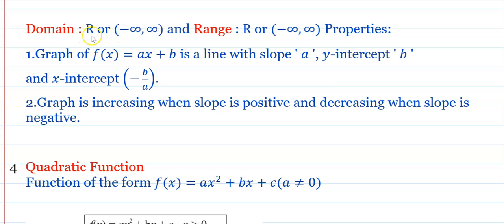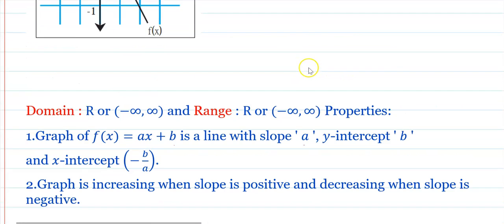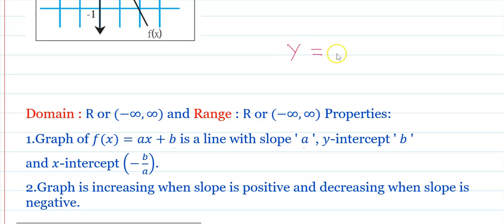The domain is equal to R. Its values are minus infinity to plus infinity and the range is minus infinity to plus infinity. Okay, now the graph y is equal to ax plus b is a line having the slope a. Okay, we know that y is equal to mx plus c is the equation of the line having the slope m and c is the y-intercept. Similarly, for this equation, that is y is equal to ax plus b, here the slope is a and the y-intercept is b, in this way.